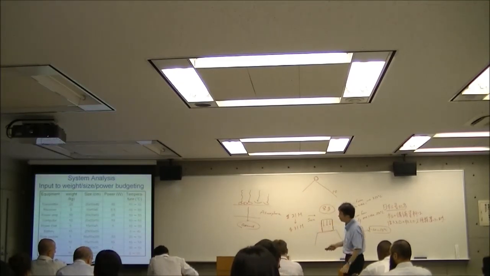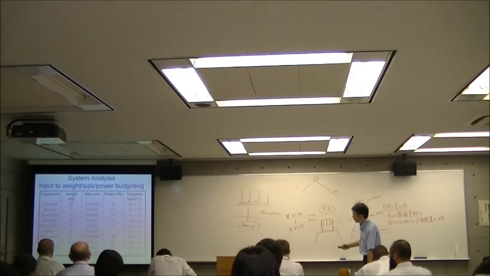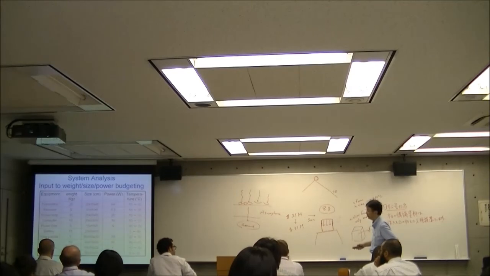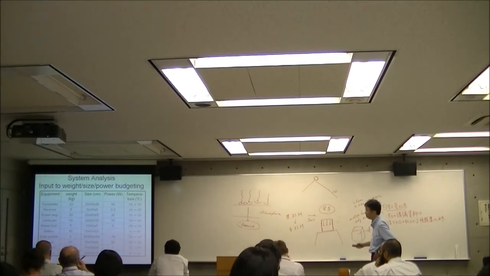For example, this is a table of the parts, our components, which will be on the satellite. We need a transmitter, which weighs about 20 kilograms, and size is like this, and it will require 60 watts of power at the time of activation. So this is one item, and we have many items. Usually the satellite will require more than 100 items like this. And each has an allowable, permissible temperature. So the transmitter should behave within a temperature from minus 10 to 50 centigrade, right? Each component has its own permissible temperature range. So this table is the input to the budget.